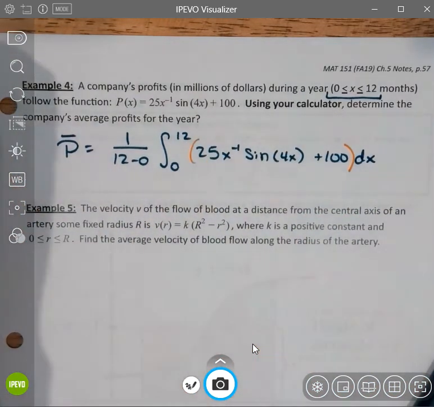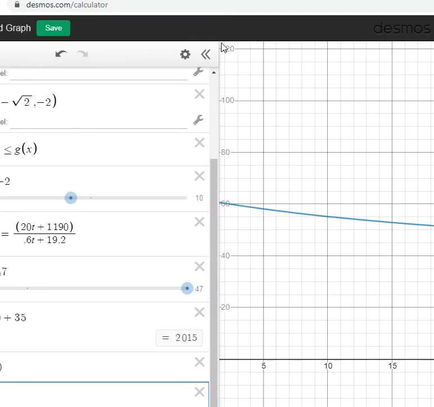Okay, so on Desmos, we can evaluate, oops, I made it a little, that's probably the wrong window for Desmos, hold on.